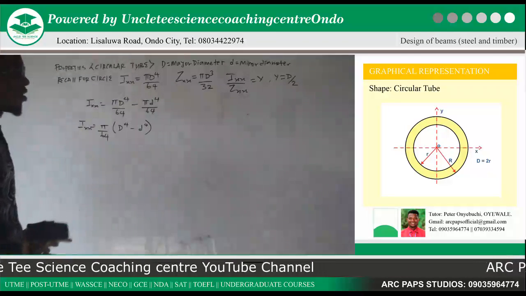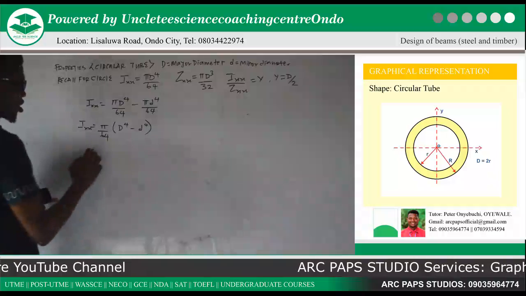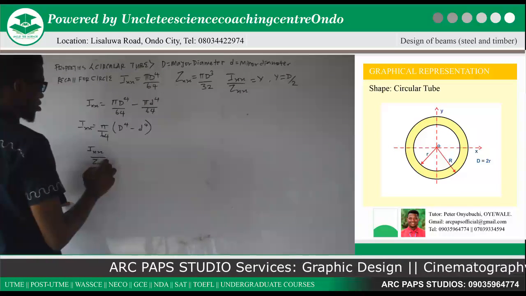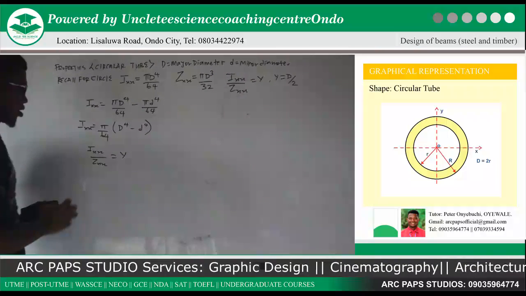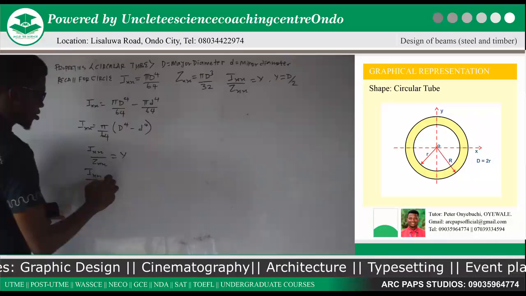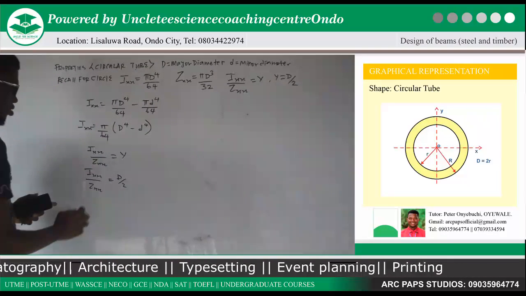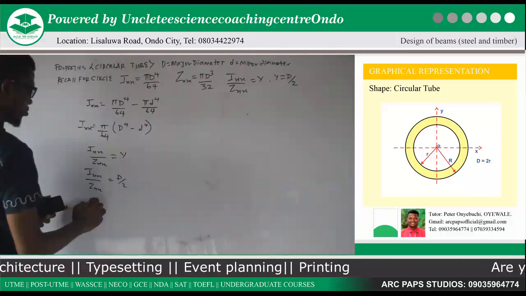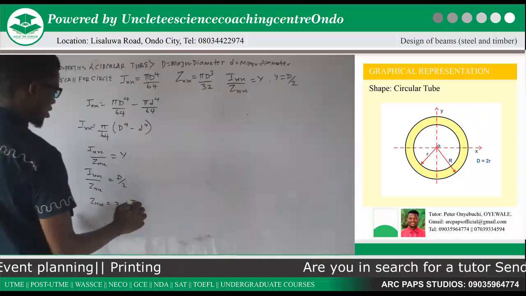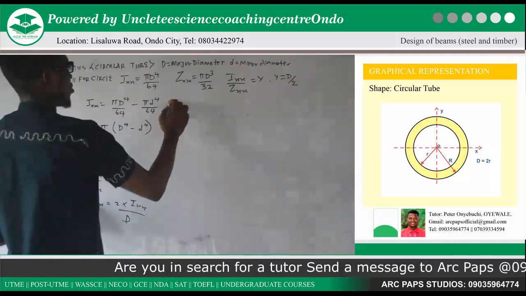Now if we factorize pi over 64 out, you get pi over 64 into d raised to power 4 minus d raised to power 4. Now it means our Ixx over Zxx is still our y. We know this derivation. Now our Ixx over Zxx is equal to d over 2, which is our y. Now Zxx will then give us 2 times Ixx divided by d.